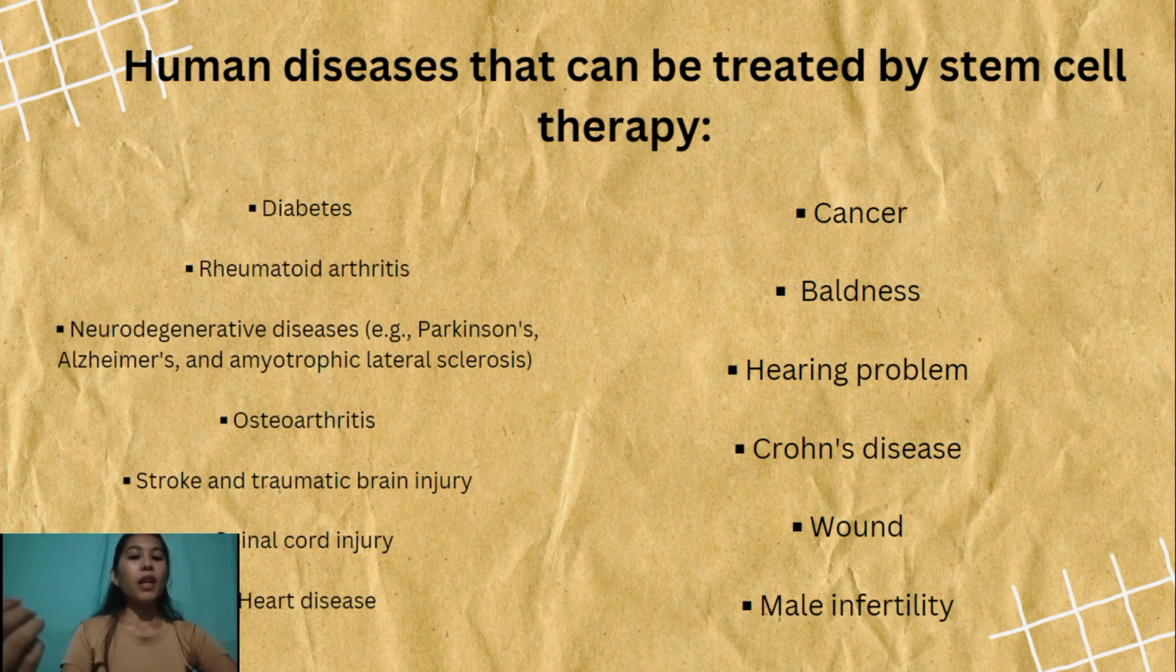And for male infertility, stem cells can help produce new sperm cells and fix damaged reproductive tissues, potentially helping with male infertility. So these treatments are at different stages of research and use, with some already helping patients, and others still being studied.